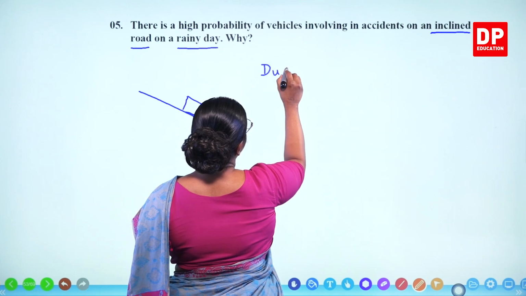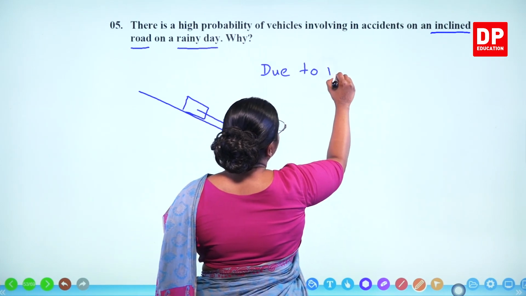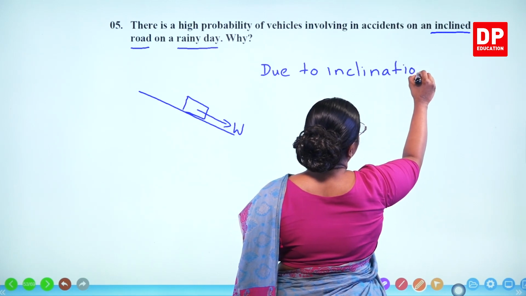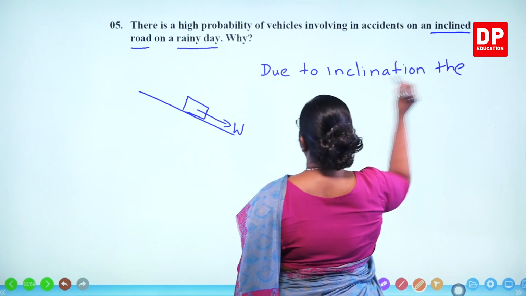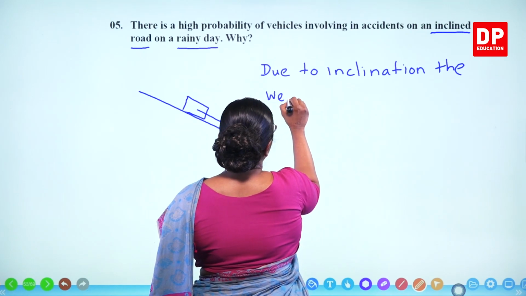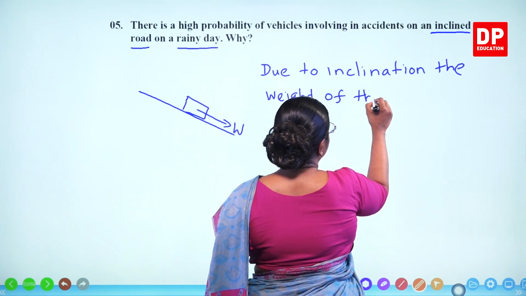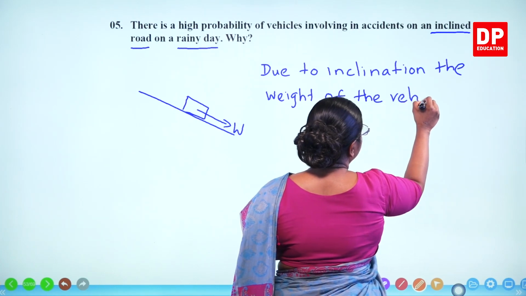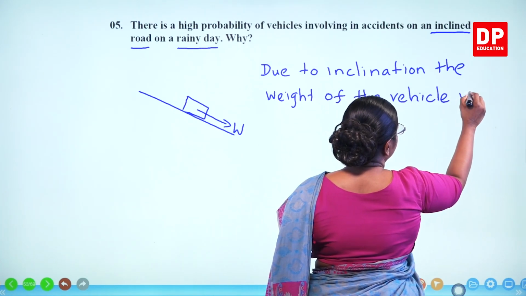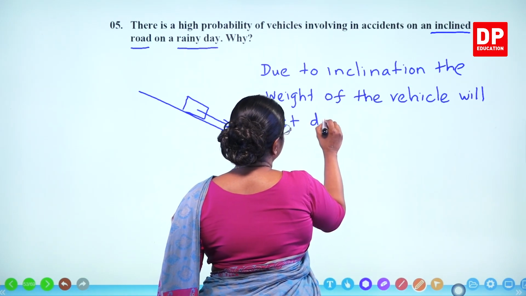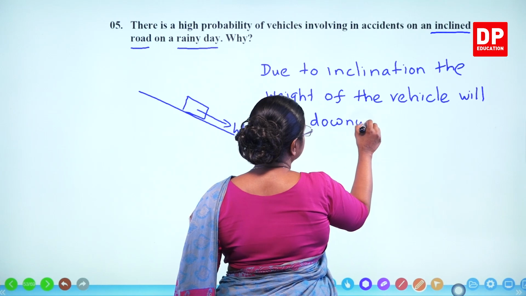Due to inclination, the weight of the vehicle will act downwards.